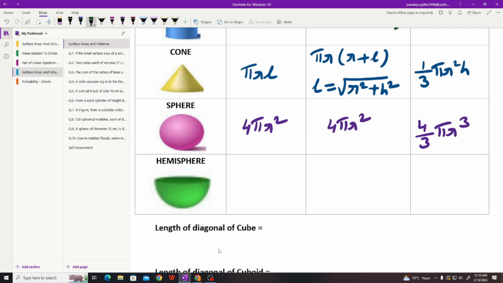The curved surface area of a hemisphere is 2 pi r square, and the total surface area of a hemisphere is 3 pi r square, and the volume is 2 upon 3 pi r cube.